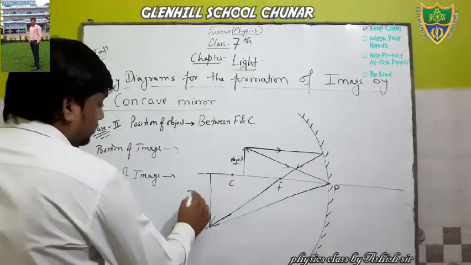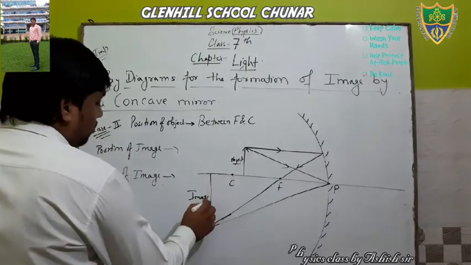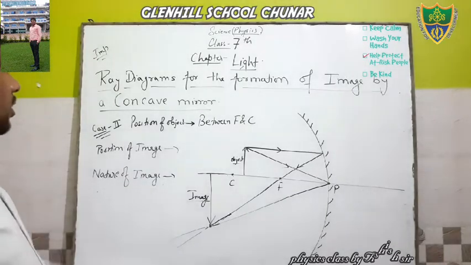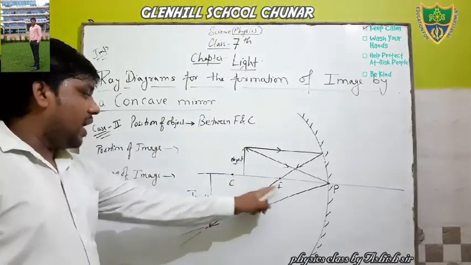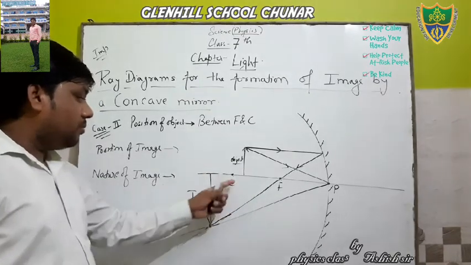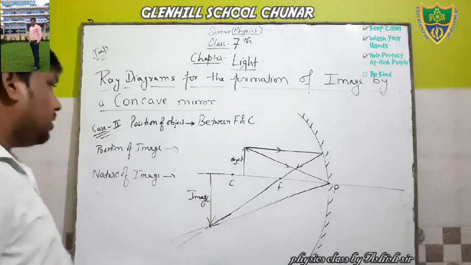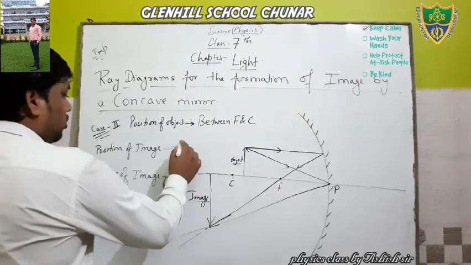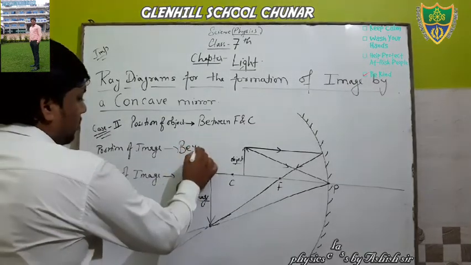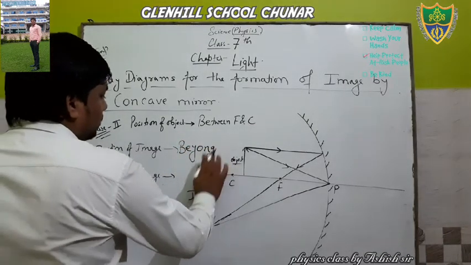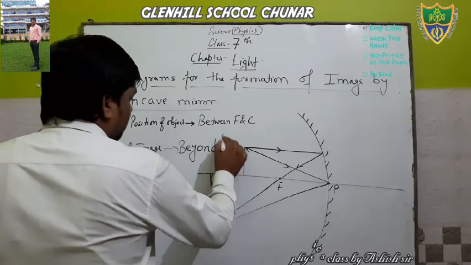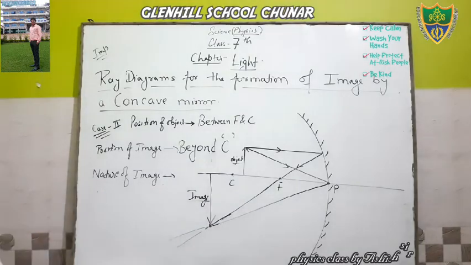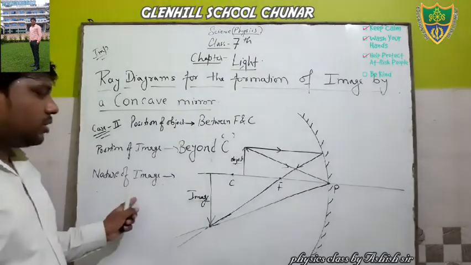this is image. So what we have to write? When object is between F and C, then image is formed where? Beyond C. C के बाद बना है. So you have to write position of image beyond C. Okay.